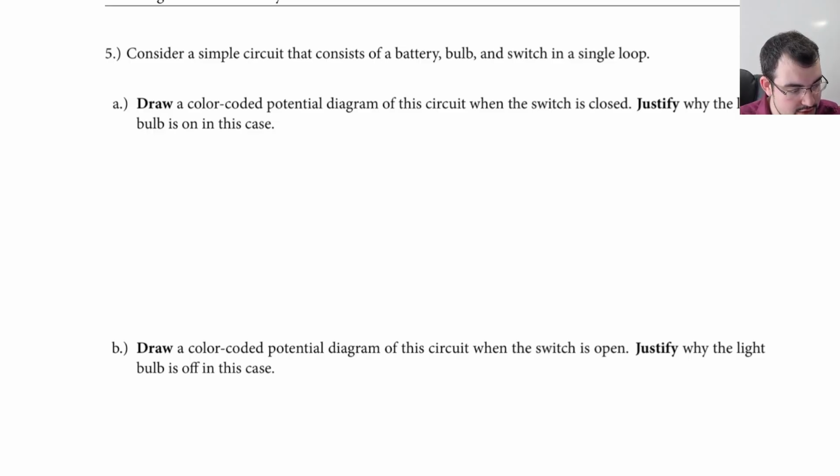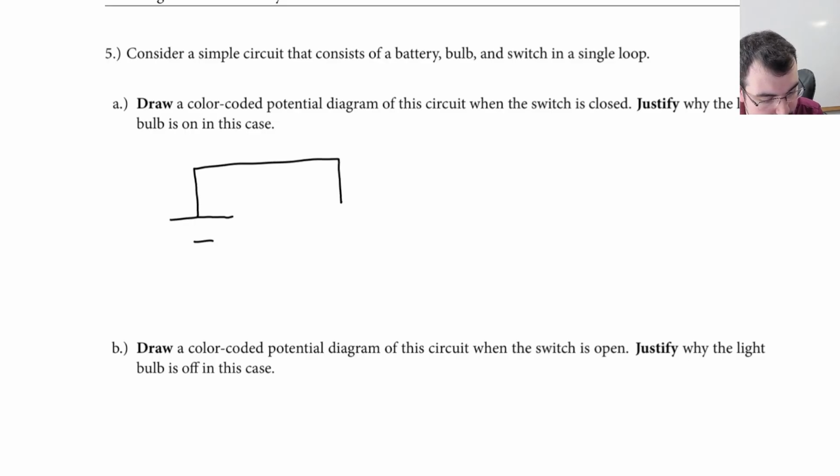So consider a simple circuit that consists of a battery, bulb, and switch in a single loop. Draw a color-coded potential diagram and justify why the light bulb is on. So this is our model.